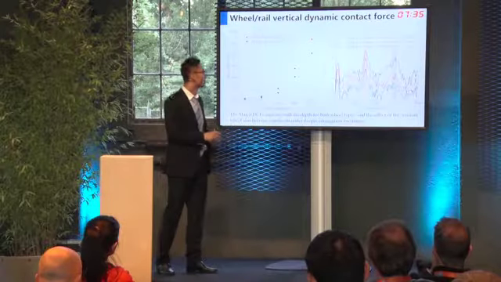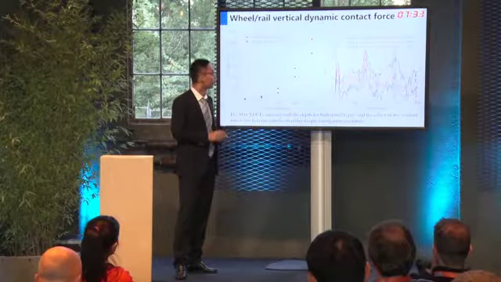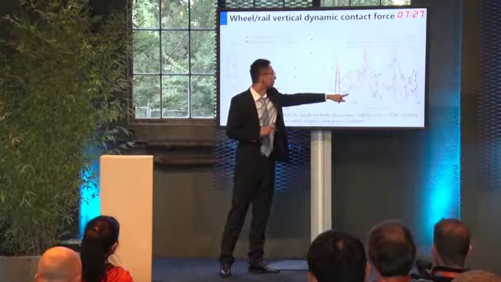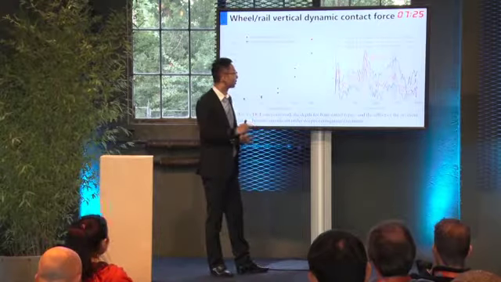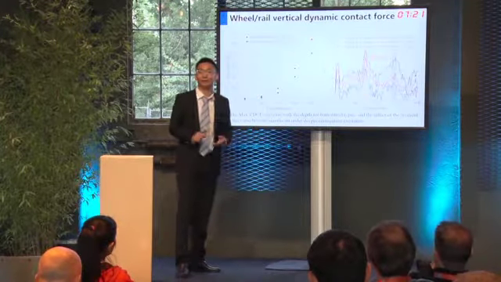The left figure shows the spectrum with different depths. And we can see that at the corresponding excitation frequency, the resilient wheel also decreases the dynamic force by 20% to 30% compared with the rigid wheel.